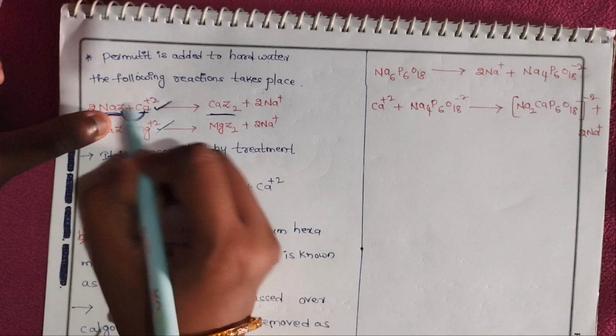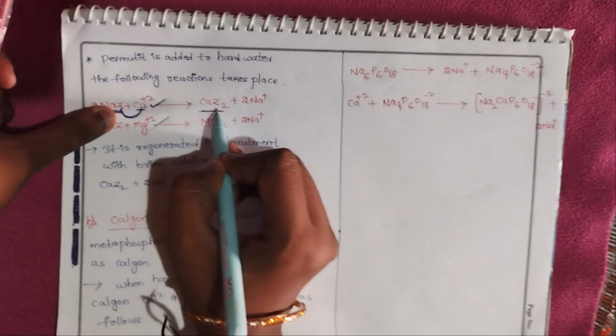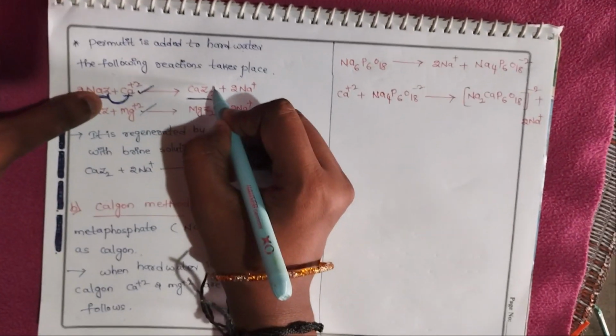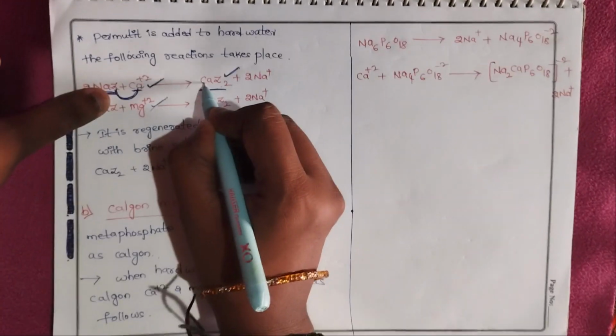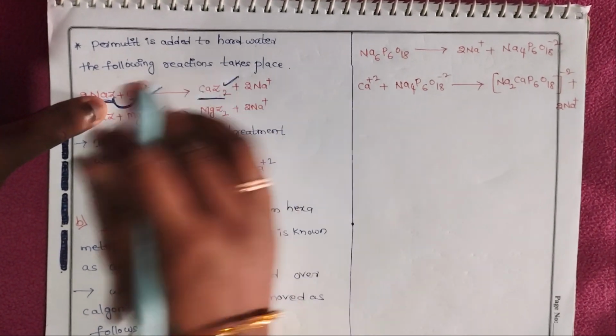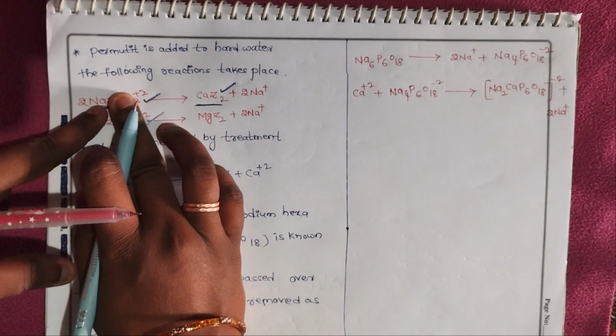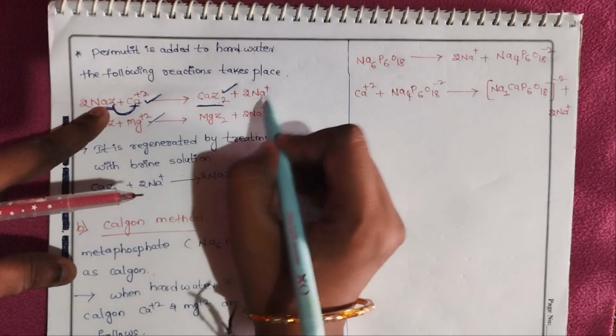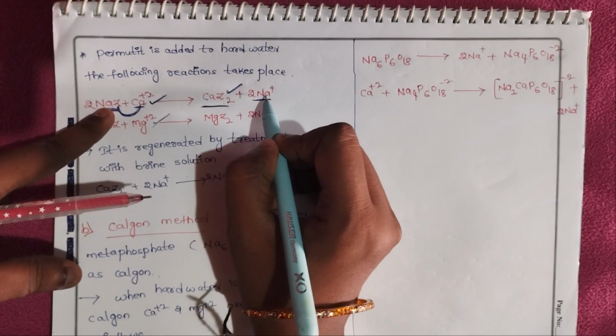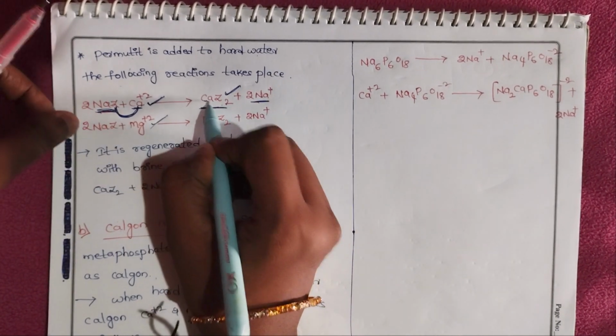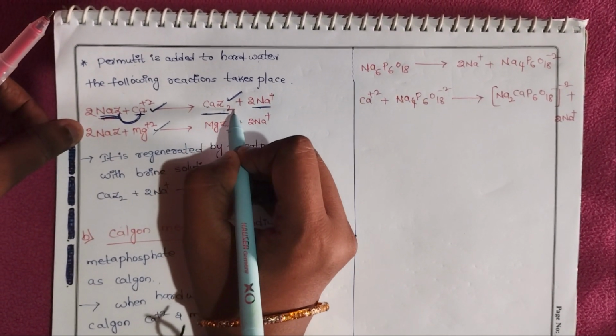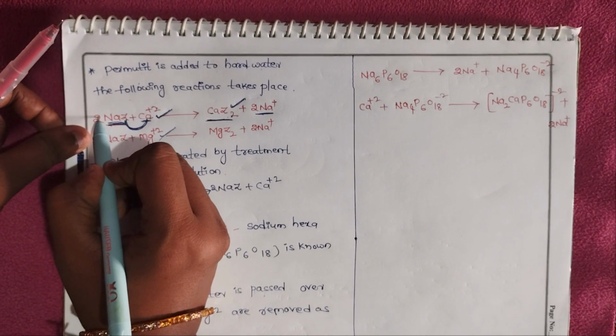Permutit reacted with Ca, forming a compound like CaZ2. Which ions are remaining? Na ions are remaining, so we write the formula Na+. CaZ2 means how many Z are there? 2. That is the way we are balancing that.